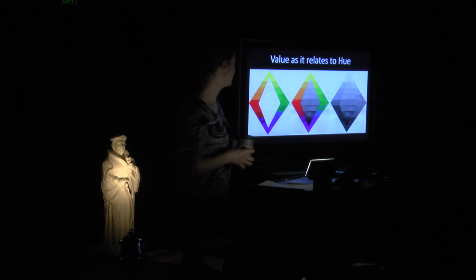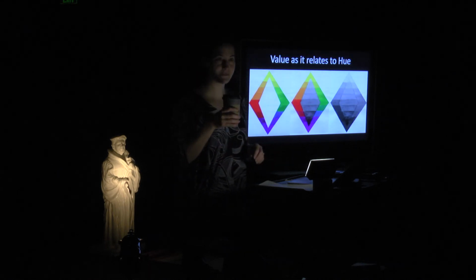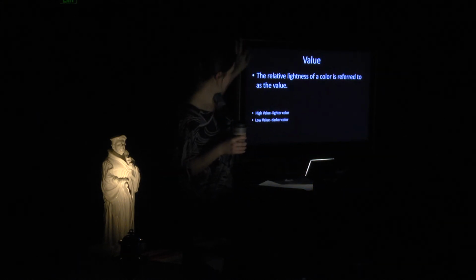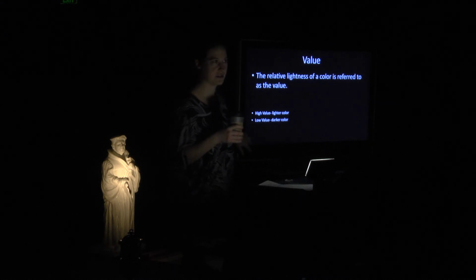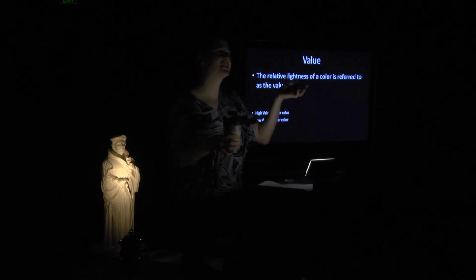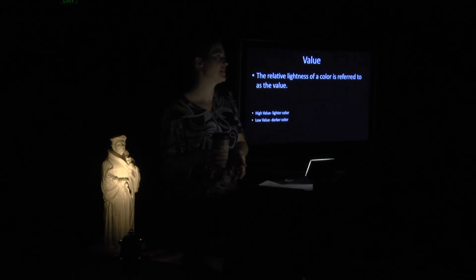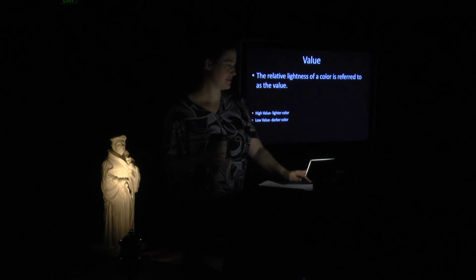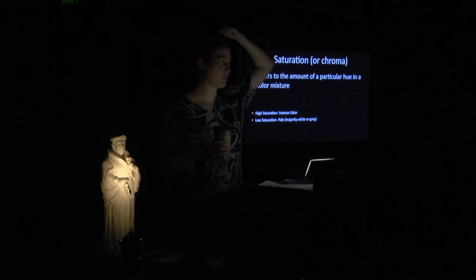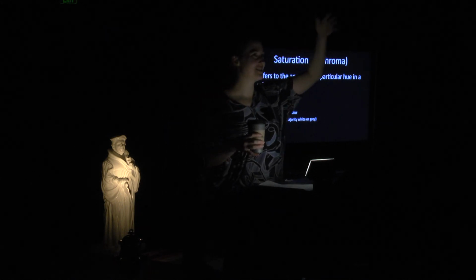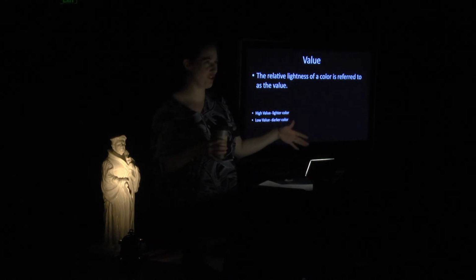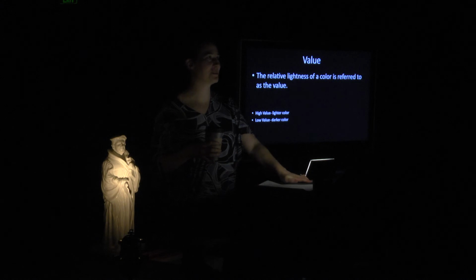Can you say it again? High value is a lighter color. I'll go back to the previous slide. High value is a lighter color, and low value is a darker color. Think of it as high light and low light. This gets confusing with high saturation, because high saturation is a more intense color. So "highlight" doesn't work for that one, but it does work for value.